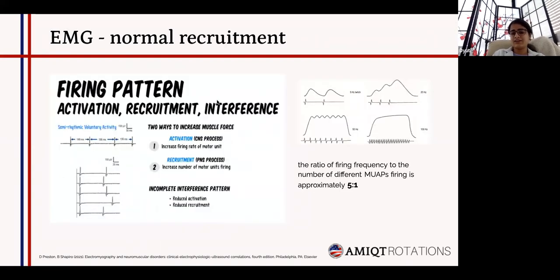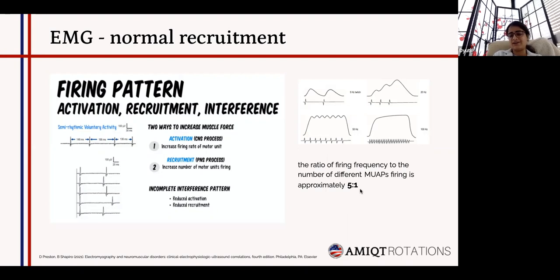As we ask the patient to increase the contraction during a normal needle electromyography, there are 2 processes that are acting at the same time. One, the patient is increasing the firing of the motor unit to increase the force, and at the same time, more motor units are getting activated to increase the force. And in a normal condition, the ratio of firing of the individual motor unit to the number of different motor units that are firing remains approximately the same, which is 5:1. That means if a single motor unit is firing at, for example, 10 Hertz, then the number of motor units that would be firing at that time would be 2.